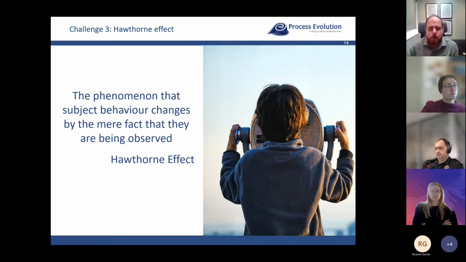Some of you may have heard of the Hawthorne effect. There's this phenomenon that behaviour changes by the mere fact that things are being observed. To put that into context, if I go and sit in a force control room next to a dispatcher, within the first 5 minutes, they're probably going to change their behaviour.